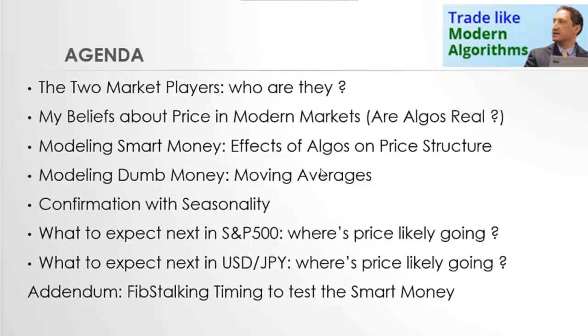And the good news is that we can identify the areas where algos might come into play and participate a long time in advance, sometimes on larger time frames, weeks if not months. On the daily, it could be weeks; on the 4 hours, it could be days, or many hours, and so on. So we look at how to model the effects of algorithms on price structure, so basically how to identify these areas in advance.